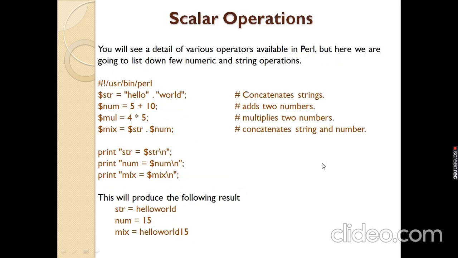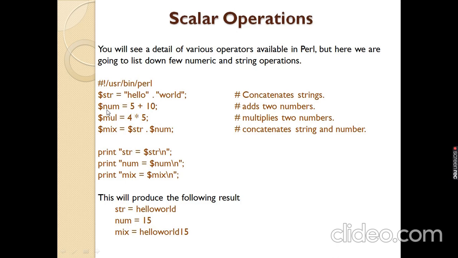Scalar operations. Okay, the various operators available in Perl. We are going to list down a few numeric and string operations in this example. You can see we have used hello, closed in double quote, it is a string, world is a string, and in between these two we have a dot, and we have mentioned the comment that it concatenates strings. So when it prints str, it will display hello world. So the dot operator concatenates the string.